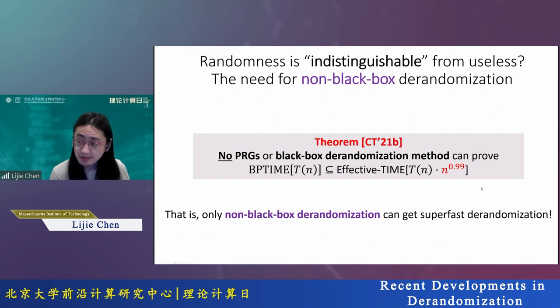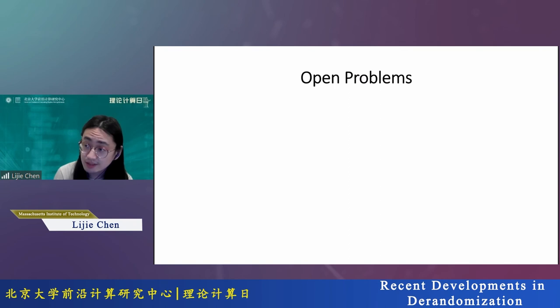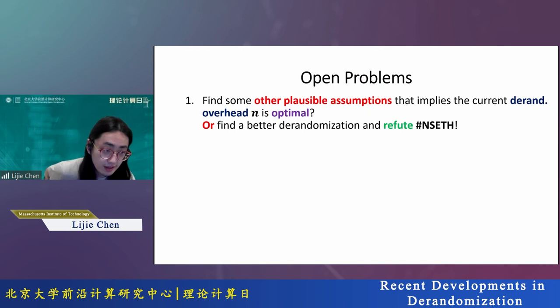So that's why we really need a new framework for doing non-black-box derandomization to get such a thing. And I think this area is really not exploited, and there should be much possibility for future work. Okay, let's look at the open problems. First of all, can we find some other possible assumptions that imply the current derandomization overhead of n is optimal? Or can we find a better derandomization and refute this conjecture? Both are very exciting possibilities.